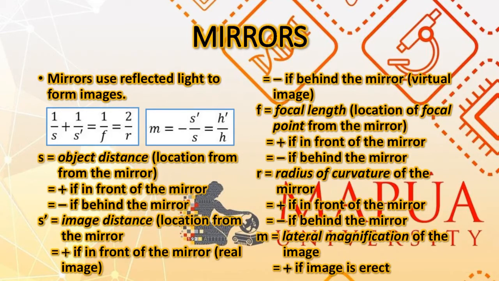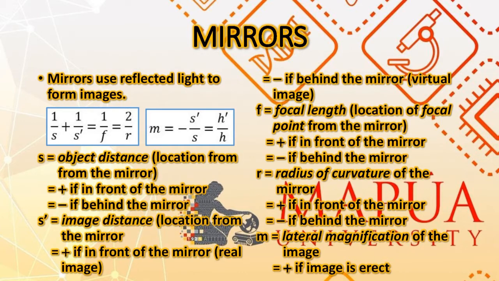Since the image is just an optical copy, it may be behind the mirror, unlike an actual physical object, which is impossible to be inside or behind the mirror. But for an optical copy, it is possible. S prime, the image distance, likewise may be positive or it may be negative. S prime is positive if the image is formed in front of the mirror, and we refer to this image as a real image.